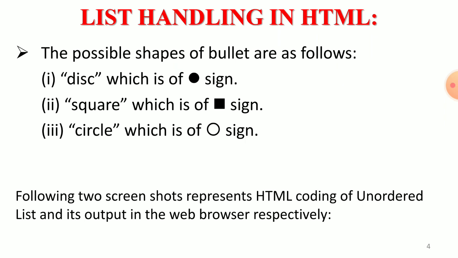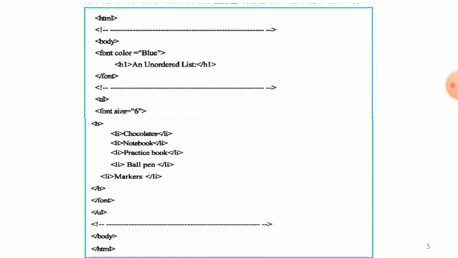The following two screenshots present the HTML coding of an unordered list and its output in the web browser respectively. So that is the example of an unordered list. First is HTML and last is /HTML. Next is a comment line. Body, font color equals to blue, H1 unordered list /H1, over, /font over, comment line. UL means unordered list. Font size equals to 6.